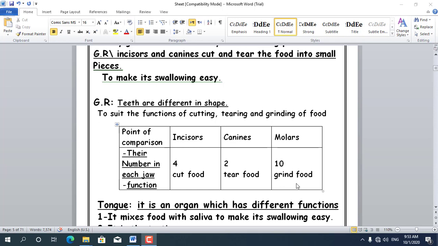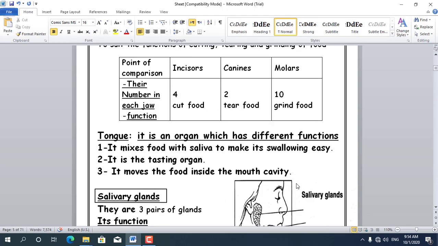Today we talk about tongue. When we talk about the tongue, we say it is an organ which has different functions. Number 1, it mixes food with saliva to make its swallowing easy. Number 2, it is the tasting organ. Number 3, it moves the food inside the mouth cavity. Let's watch the video to understand the functions of the tongue better.